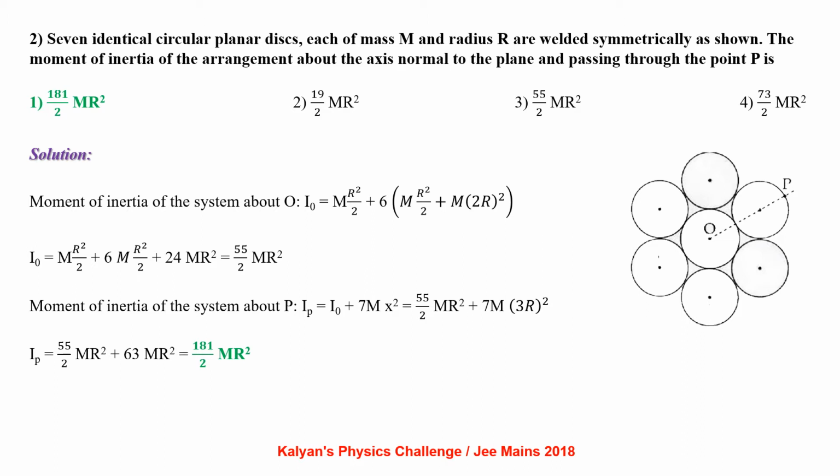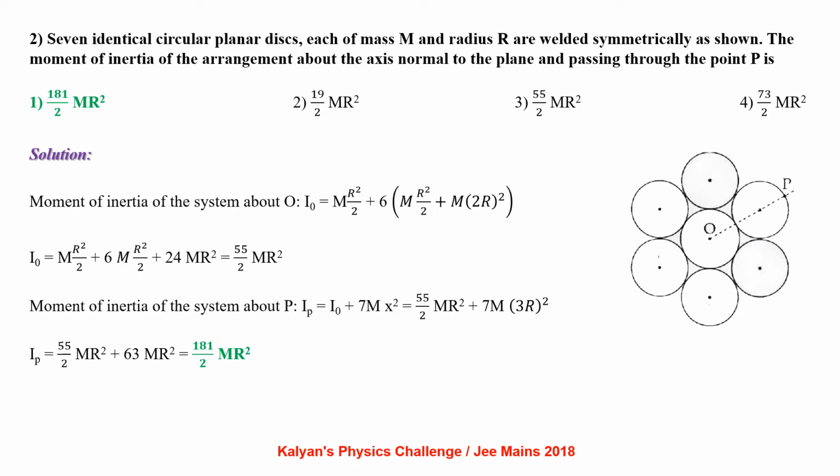7 identical circular planar discs, each of mass M and radius R, are welded symmetrically as shown. The moment of inertia of the arrangement about the axis normal to the plane and passing through the point P is: moment of inertia of the system about O, I0 equal to MR square by 2 plus 6 times MR square by 2 plus M into 2R whole square. That simplifies to 55 by 2 MR square.